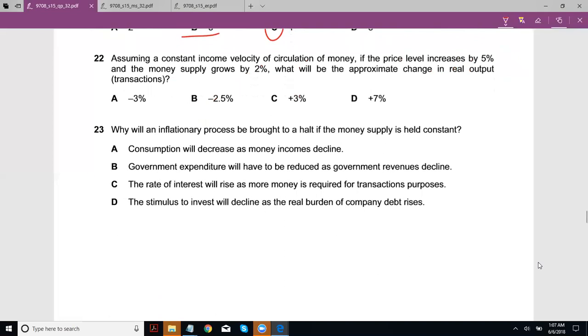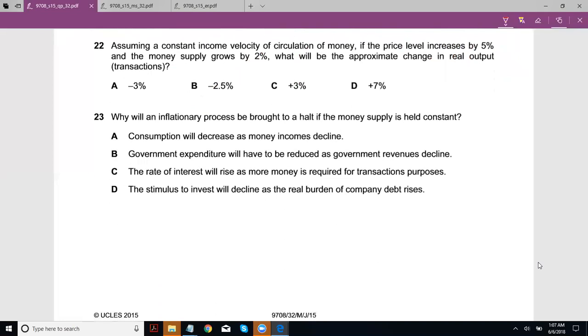That is 4. Assuming a constant income velocity of circulation of money, if the price level increases by 5% and money supply grows by 2%, what will be the approximate change in real output, that is in transactions? So we can go by MV equals PT. One way to go about it is to take the base value for all of these values. Let's say you took the base value as 100 because that's an easy value to manage, and then you factor in the changes. So if price was initially 100, now it'll be 105.